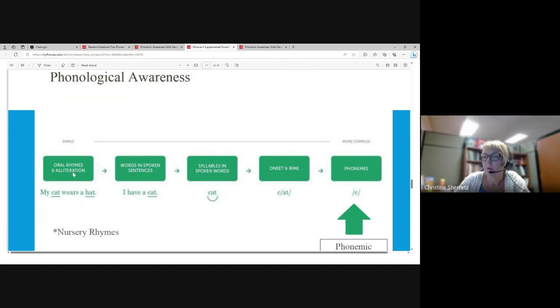So again, I'm going to show you here. We start with oral rhymes and alliteration, where students know, in my cat wears a hat, that cat and hat rhyme. We know that words in a spoken sentence, I have a cat, that's 4 words. Syllables in a spoken word: cat, 1 syllable. Then we have onset and rime: c, at. Bat would have b, at.